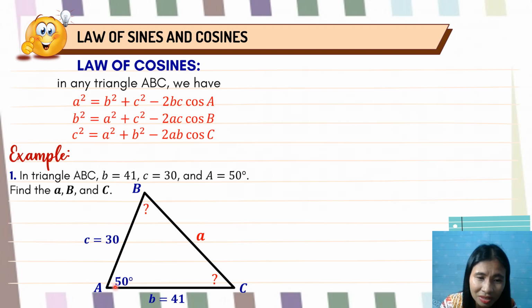So observe how I label the sides. The side opposite angle A is side a. The side opposite angle B is side b. The side opposite angle C is side c.